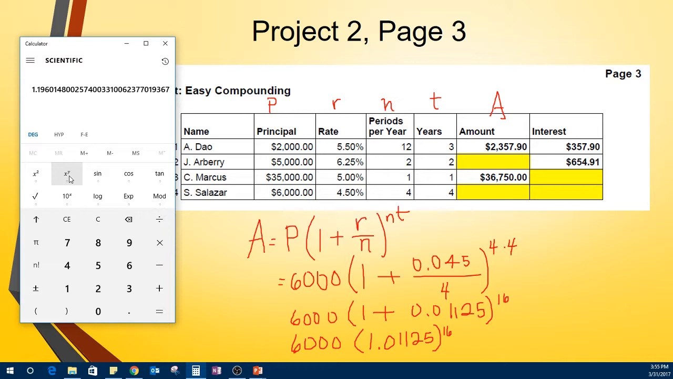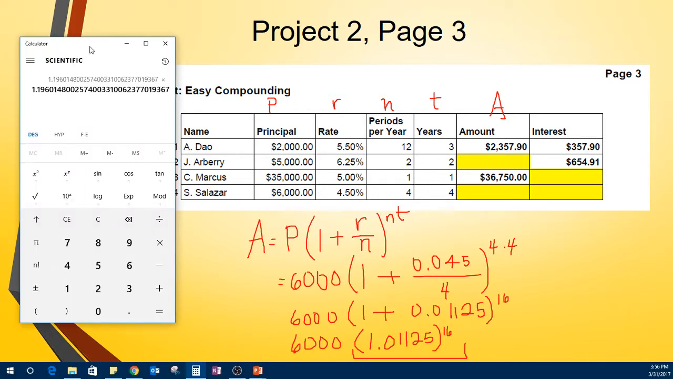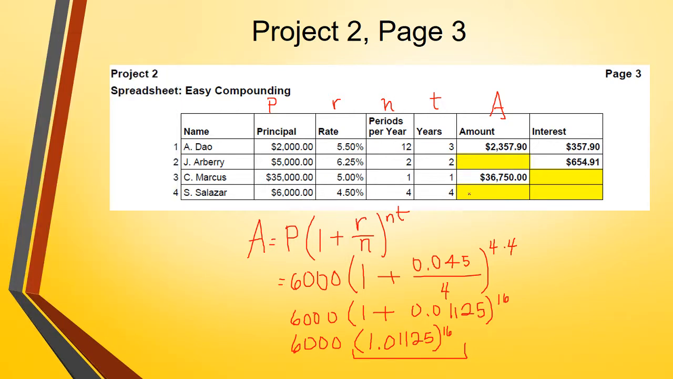Alright, so anyway, I'm going to keep that number in the calculator. Last thing we need to do is multiply the 6,000 because remember we evaluated this value and we got that number 1.19602 and so on. So now multiply 6,000 to it, giving us the answer of $7,176.09. Now we get to round because we're done. We found the amount and we always want to round unless specified elsewhere. We want to round to the nearest penny. So that's $7,176.09.